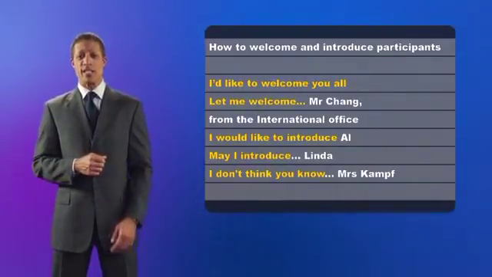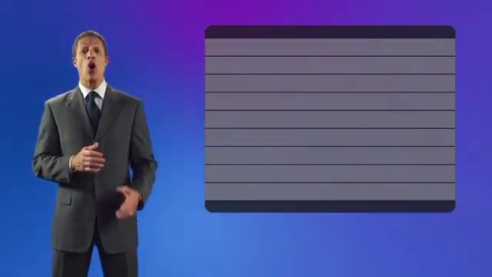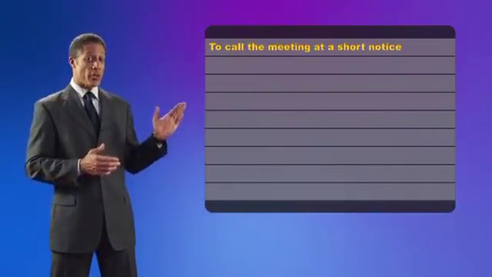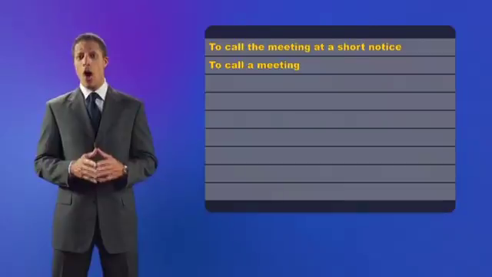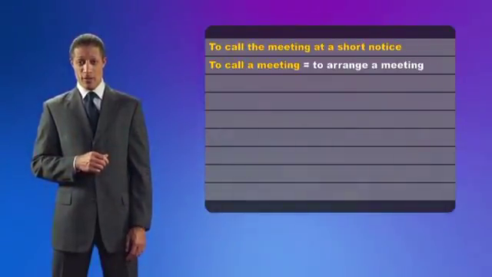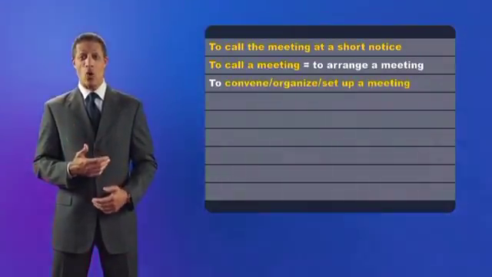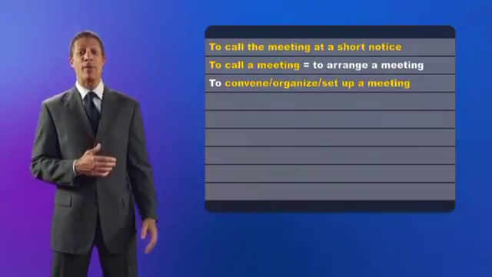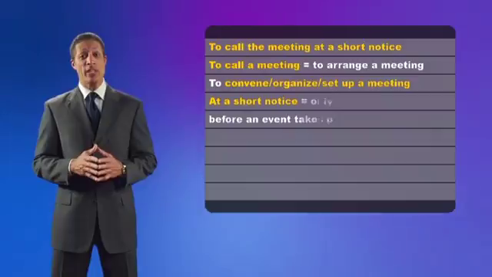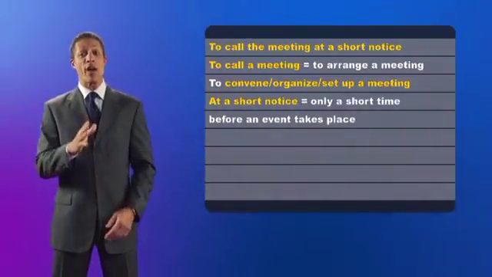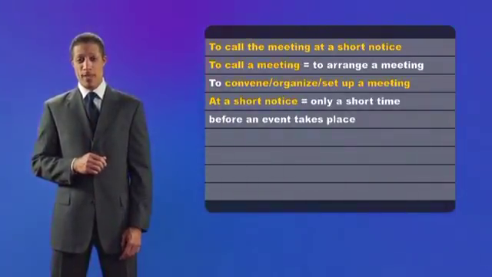Miranda apologizes because she had to call the meeting at a short notice. To call a meeting means to arrange a meeting. You can also convene, organize, and set up a meeting. At a short notice means only a short time before an event takes place.